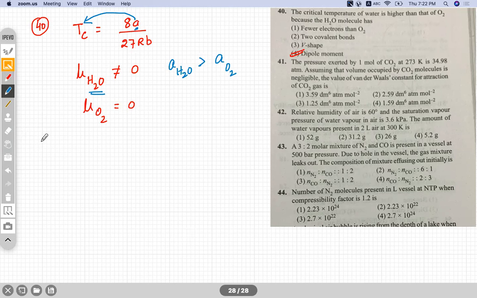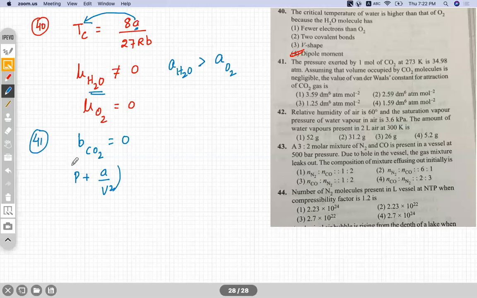Question number 41. The pressure exerted by 1 mole of CO2 is given, assuming that the volume occupied by CO2 molecules is negligible. Since the volume occupied by CO2 molecules is negligible, B, which is for the volume of gaseous molecules, is 0. You need to find A, the van der Waals constant for attraction. So we know the van der Waals equation, P plus A by V square for 1 mole into V minus B is equal to RT. B is 0, so this expression becomes P plus A by V square into V is equal to RT.